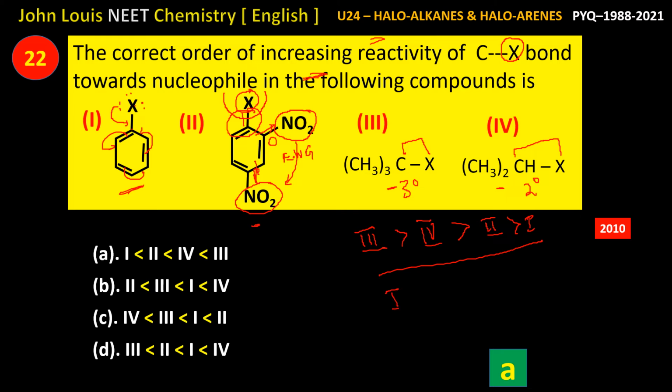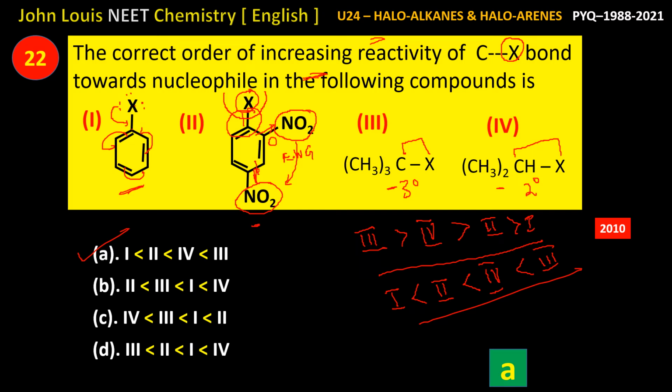Therefore, compound 1 will be less reactive than 2. That will be less reactive than 4. That will be less reactive than 3. So that is what is present in option A. Therefore, option A is the correct one here. Hope you understood it very clearly.